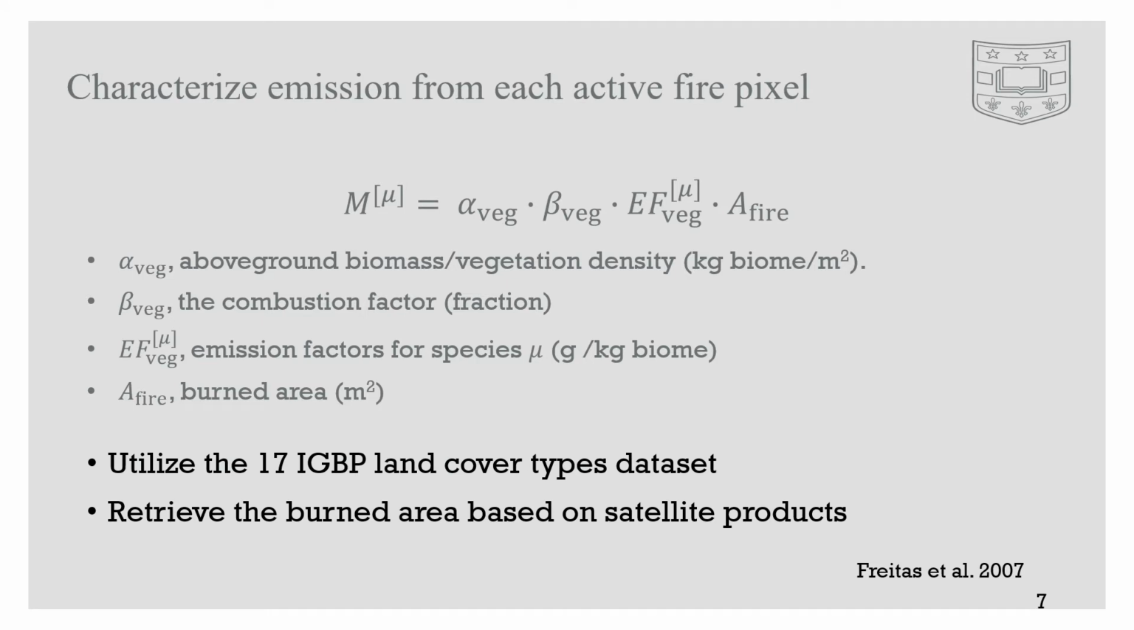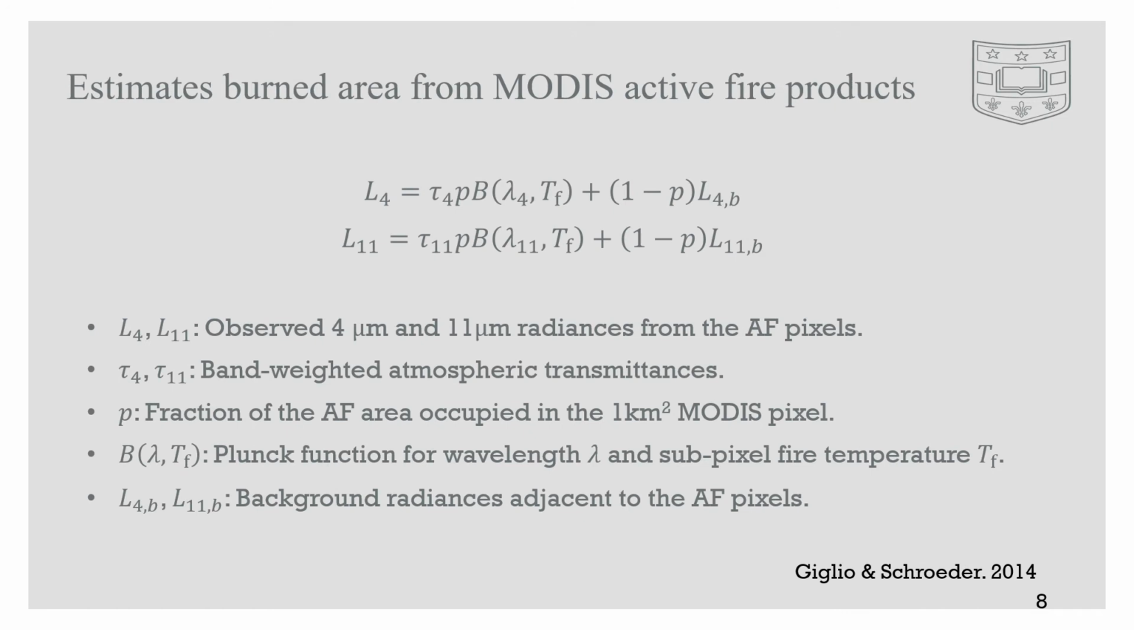The first three factors in this formula for different land cover types can be retrieved from previous studies. The last one, real-time burned area, we mainly retrieved from multiple satellite products. The retrieval process will be detailed in the following slide. We used the MODIS active fire products, including MODIS level 2 products, MOD14 and MYD14, and their processed products. The governing equation of the burned area retrieval is shown in this slide.